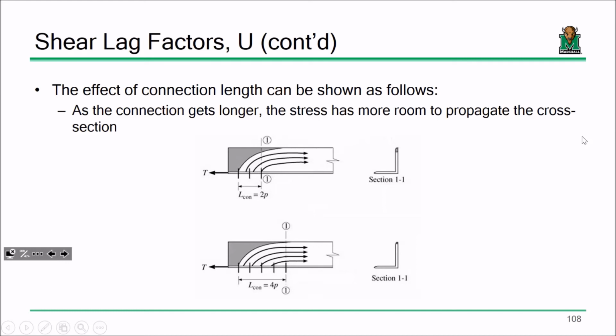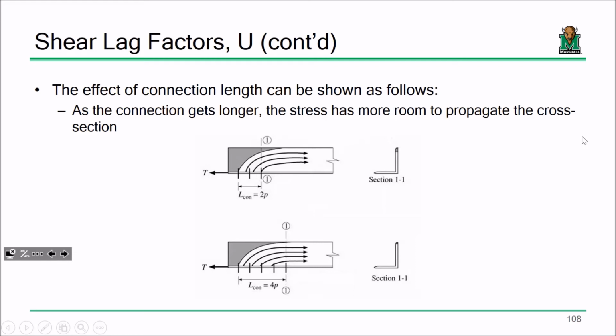Remember, we take net area times U to get the effective net area, right? Make sense? So longer connection length, larger shear lag factor. Look at what the equation does. 1 minus x bar divided by L. That L gets larger and larger. 1 minus x bar over L gets larger as well.